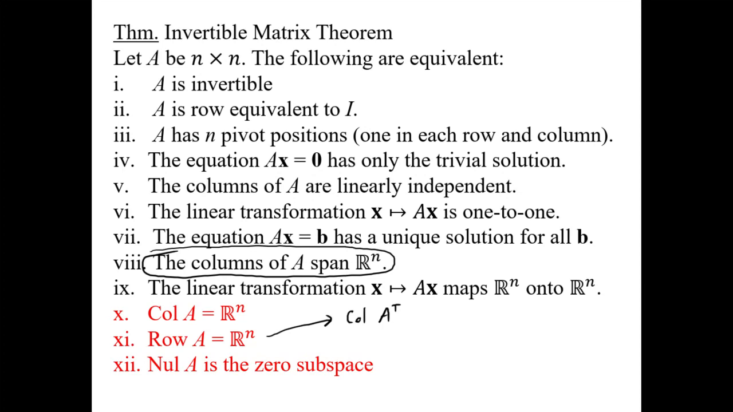And then the null space is the 0 subspace. Well, let's think about this. A has n pivot positions. Every single row and every single column has a pivot position, which means there are no free columns, which means that the null space is going to be made up of no vectors. It's just the 0 subspace.